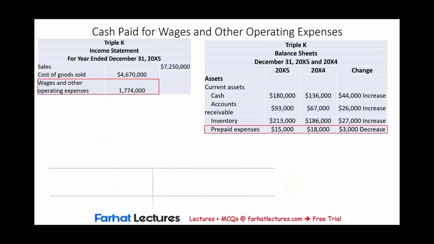Now let's examine wages and other operating expenses. Wages and other operating expenses, they are related to prepaid expenses. Well, first, let's see what happened to our prepaid expenses.